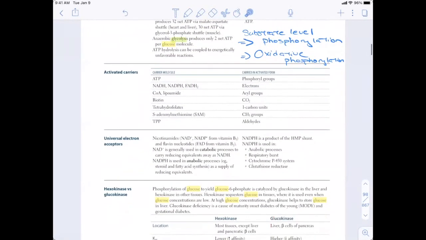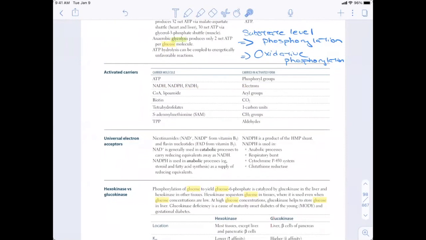All of this is still introduction here. Your different carrier molecules that we're going to be using. All right. So obviously your ATP carries your phosphate, your phosphoryl groups. Your NADH, NADPH, and FADH2 are your electron carriers. Okay. And I want to talk about that, together with your electron acceptors.